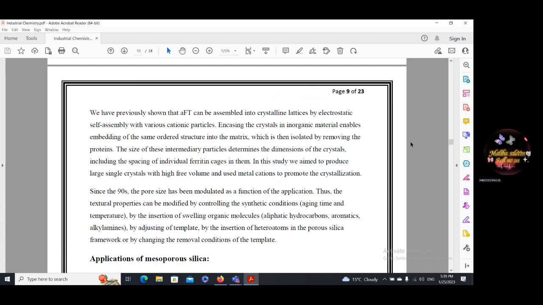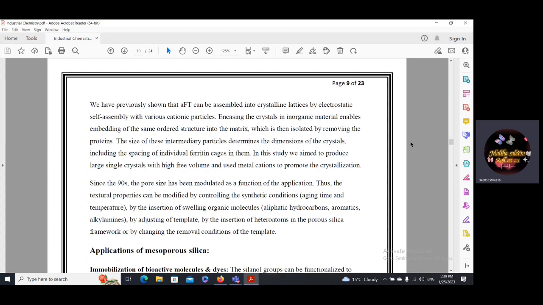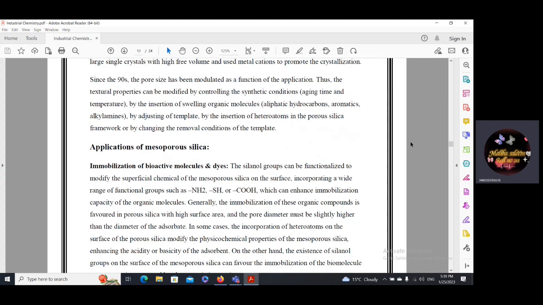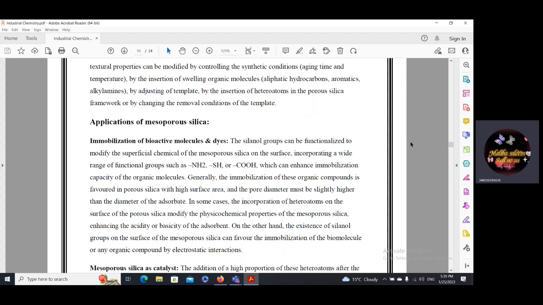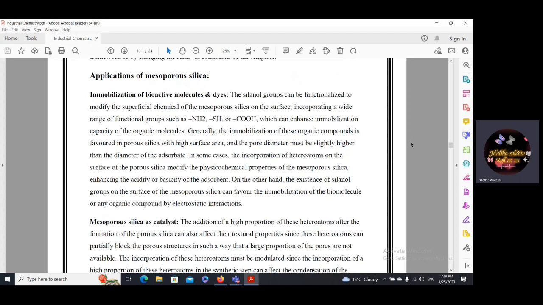In this study, we aim to produce large single crystals with high free volume and use metal cations to promote the crystallization. Since the 90s, the pore size has been modulated as a function of the application. Structural properties can be modified by controlling the synthetic conditions, for example, aging time and temperature, by the insertion of swelling organic molecules like aliphatic hydrocarbons, aromatics, alkylamines, by adjusting the template, by the insertion of heteroatoms in the porous silica framework, or by changing the removal condition of the template. Here are the applications of mesoporous silica.